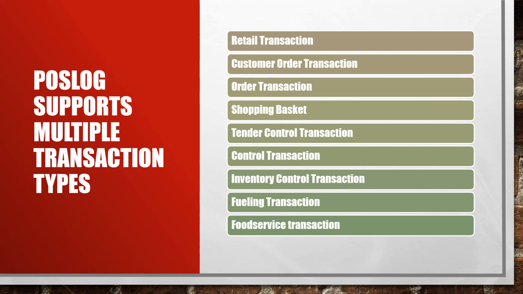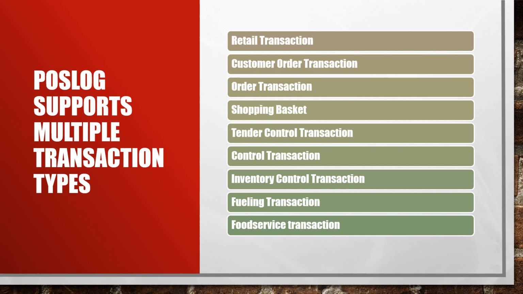POSLog supports multiple transaction types. For example, it supports a retail transaction, which is the traditional sales model that most people are familiar with. But it also supports the customer order transaction, which is a transaction that is built up of two components. A customer selects a bunch of items that they want to buy, for example, on the web, and then they want to pick them up in the store, or they want to pay for them as a separate step in the process. And so a customer order transaction is a multi-step process leading to a retail transaction.